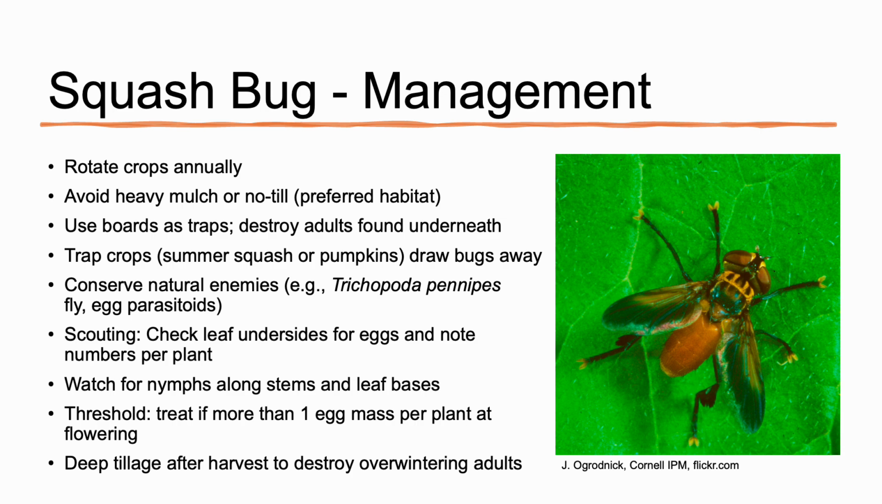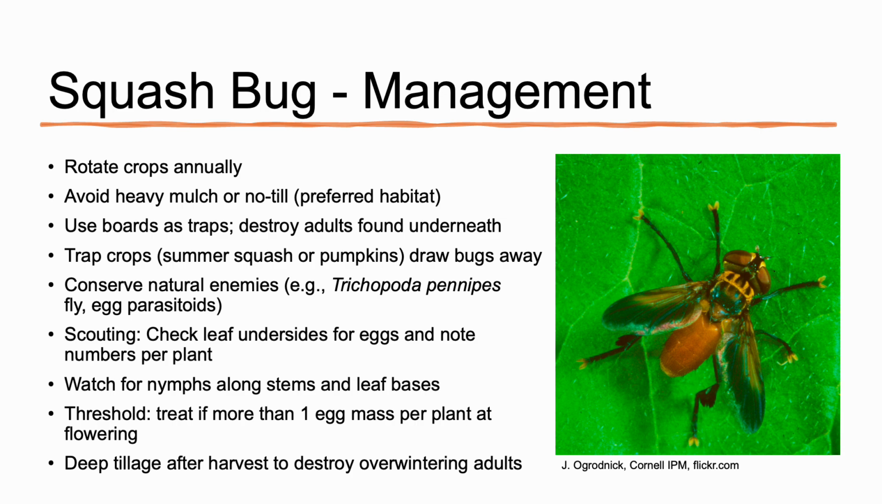Crop rotation helps reduce squash bug pressure from year to year. Avoid heavy mulch or no-till systems, which provide ideal hiding spots for squash bugs. Boards placed on the soil surface can be used as traps. Adults will hide underneath and can be removed and destroyed. Trap crops like summer squash or pumpkins can help draw bugs away from main plantings.